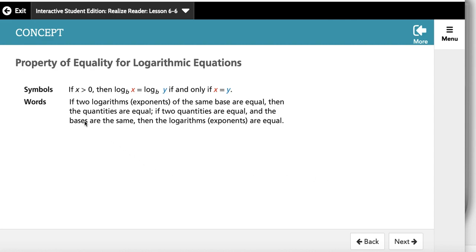We're going to deal with this property of equality for logarithmic equations. If the log base b of x equals the log base b of y, that is only true if x equals y. Kind of makes sense. The log of this equals the log of that, then this must equal that. And we're going to apply that here.